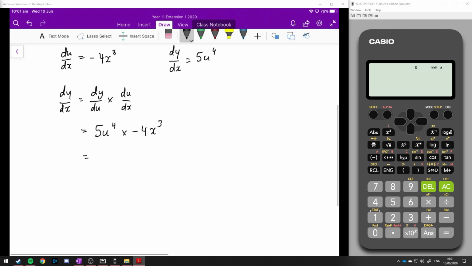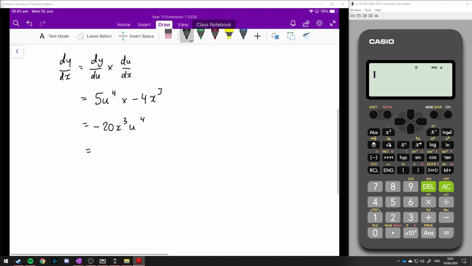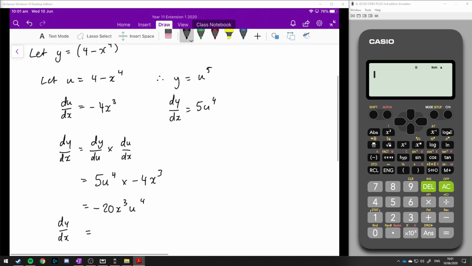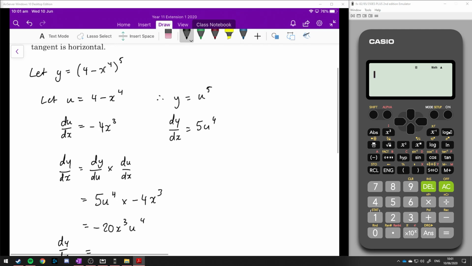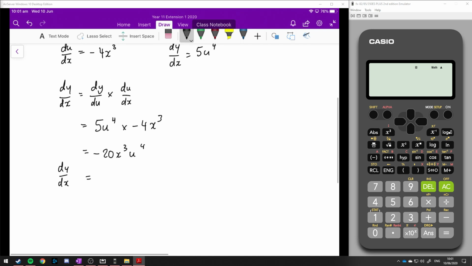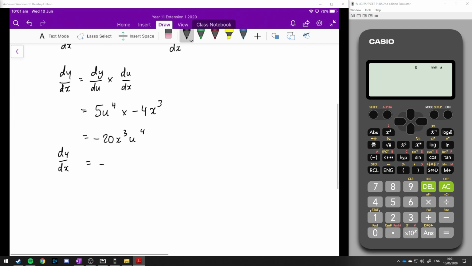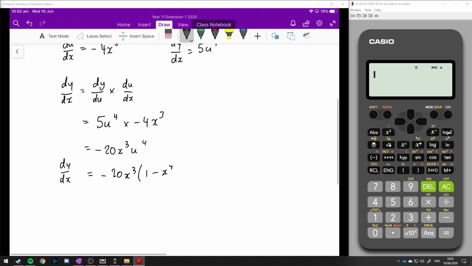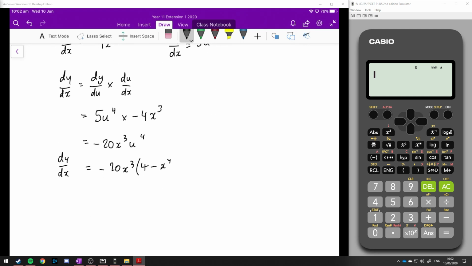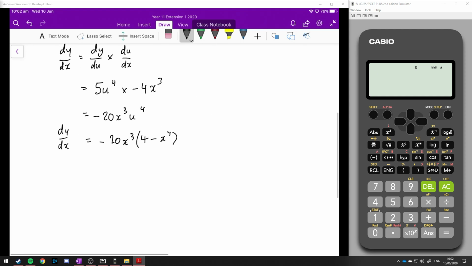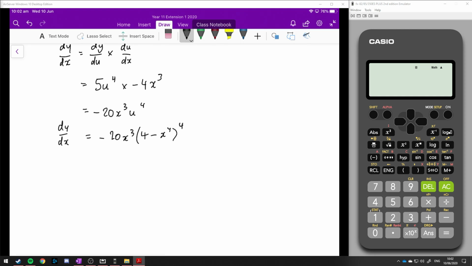Once we've done that, we put it together and we get negative 20x cubed u to the power of 4. Then we substitute our u back in to get what our derivative value is, and in this case u is 4 minus x to the power of 4. So we're going to get minus 20x cubed, lots of 4 minus x to the power of 4, all to the power of 4. Okay, so that's our derivative.